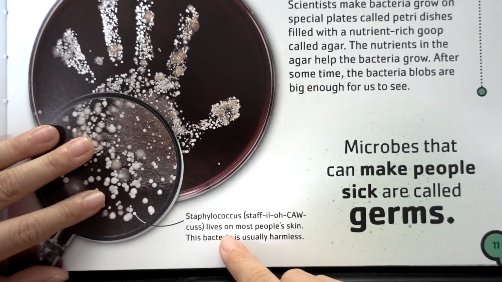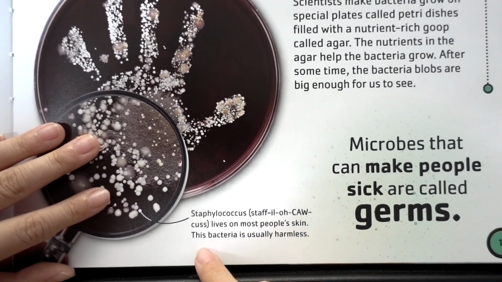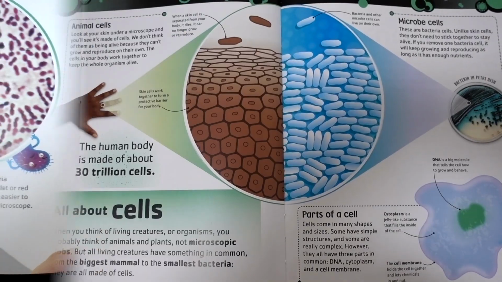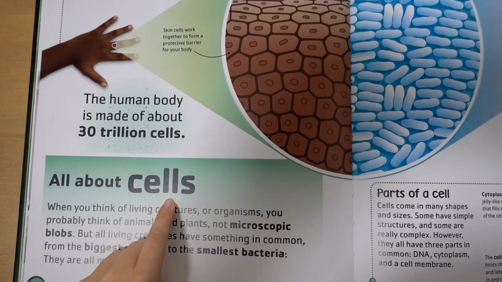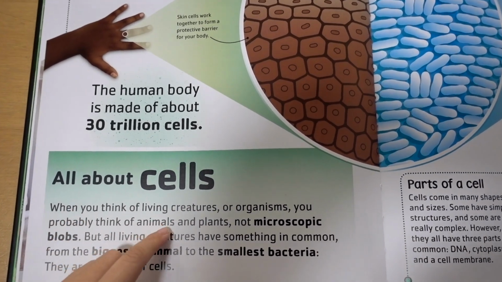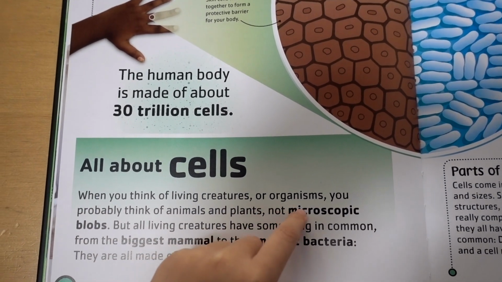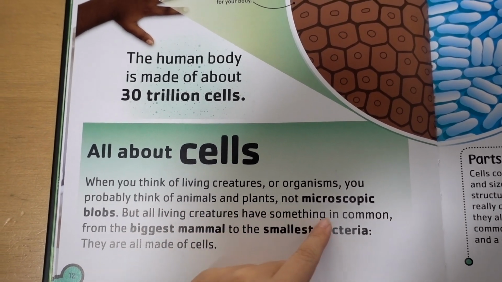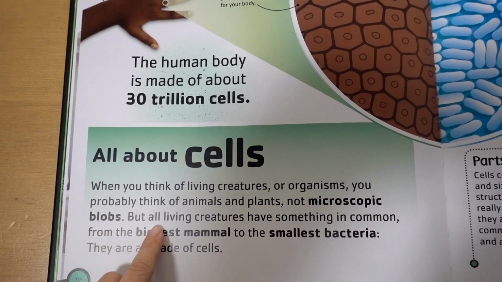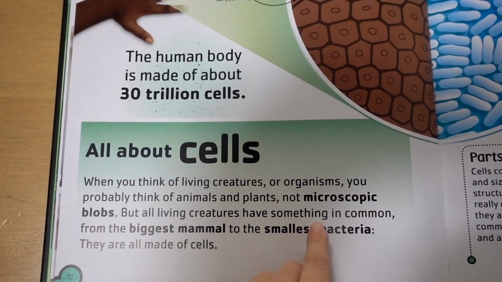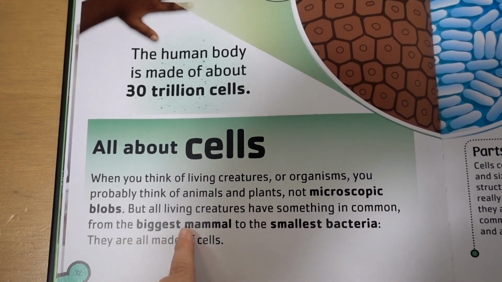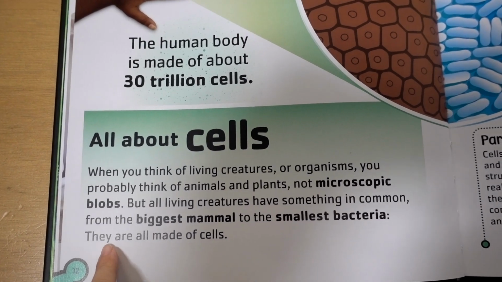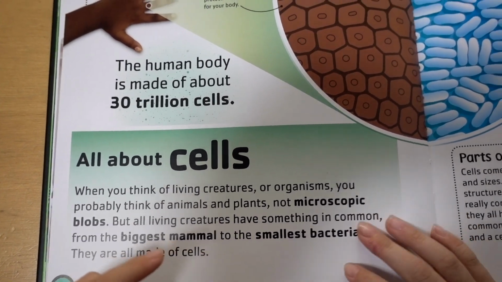Staphylococcus lives on most people's skin. This bacteria is usually harmless. All about cells. When you think of living creatures or organisms, you'll probably think of animals and plants, not microscopic cells. But all living creatures have something in common, from the biggest mammal to the smallest bacteria. They are all made of cells.